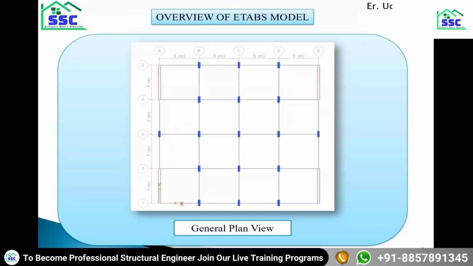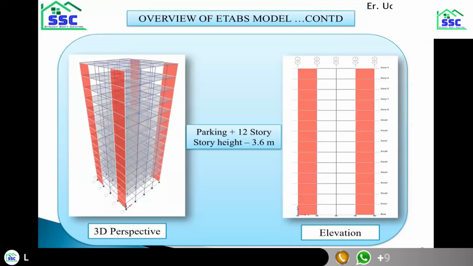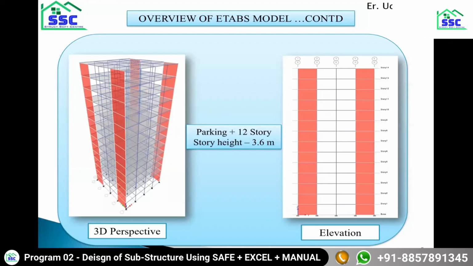I'll once again go to the previous slide. This is the plan view. 4 grids at 5-meter interval, shear walls at 4 corners, and basic beam and column frame inside it. This is the story height and the 3D view. Story height is kept 3.6 uniform, and it is a parking plus 12-story building.